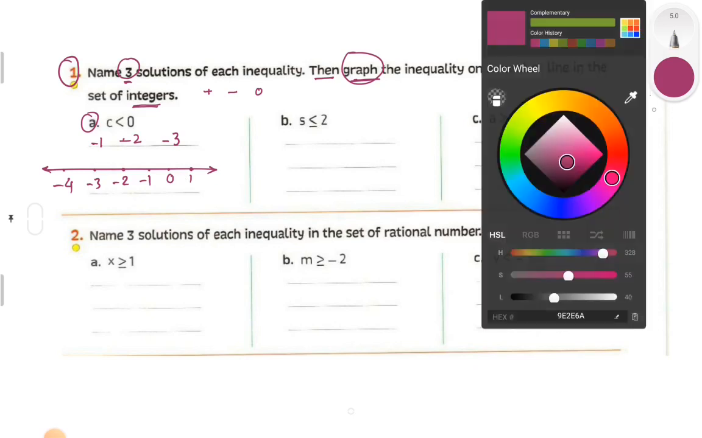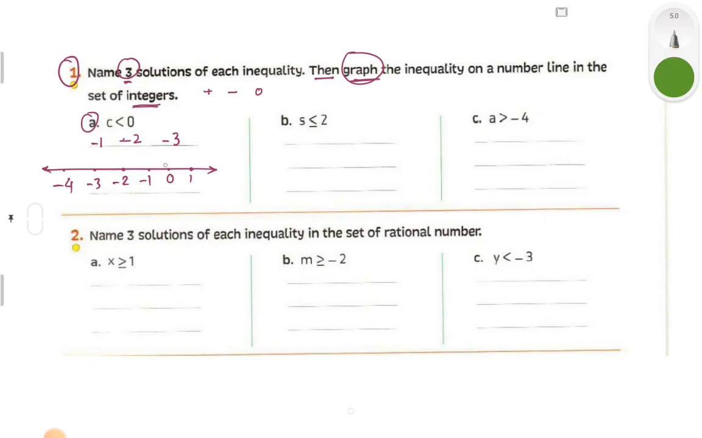Now, my solution will start with what? Does 0 belong to the solution? No. Why? Because I have no equal here. So 0 is out. Start with minus 1, minus 2, minus 3, minus 4, and so on. So I will draw it like that.